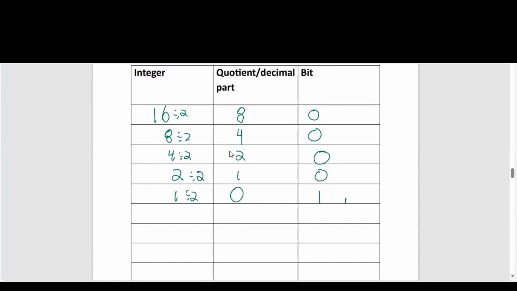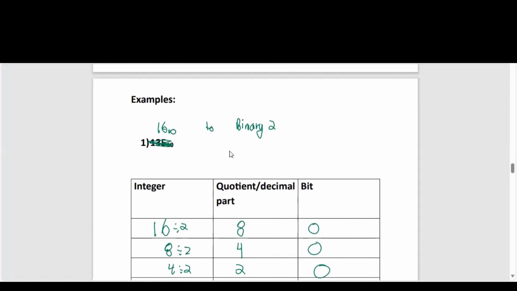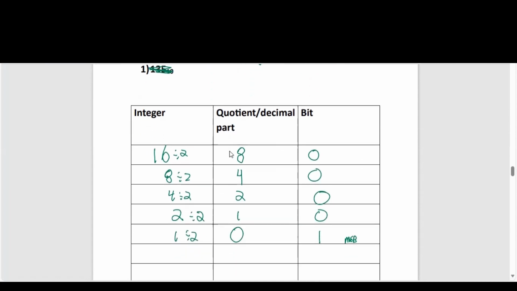So now we know that this here is the most significant bit. When you write down the number, the answer will just be 10000. So this will just be 10,000 in base 2, and that is the answer. Let's try the next one. It's basically the same thing over and over once you catch on.